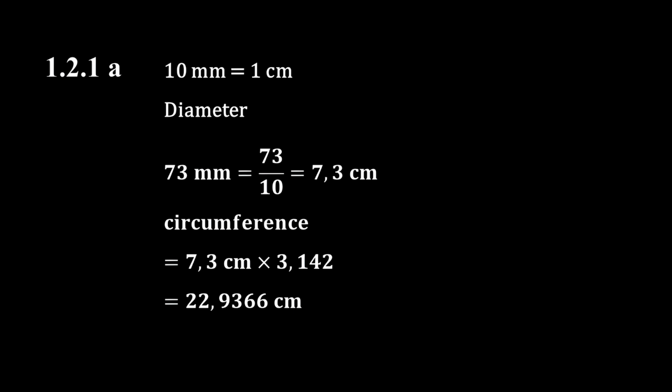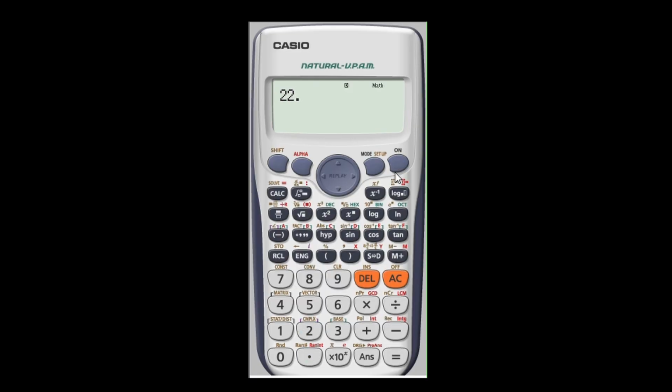Now that we have the circumference of the circle, we can substitute this value into the formula for the surface area of the label around the can. Substituting the value of the circumference of 22,9366 centimeters and the height of the label of 10,6 centimeters into the formula for the surface area of the label will give us a final answer for question 121a of 243,12796 squared centimeters.